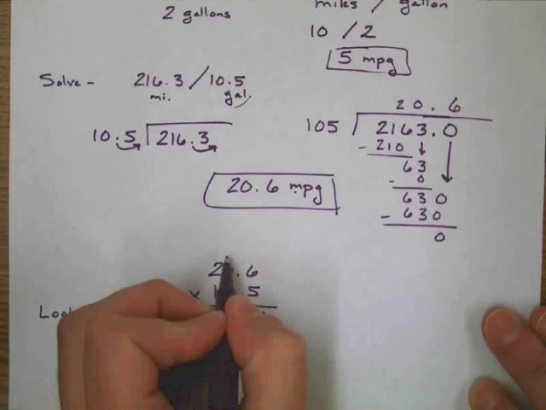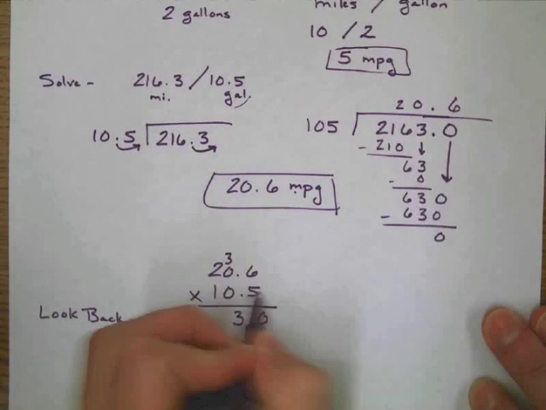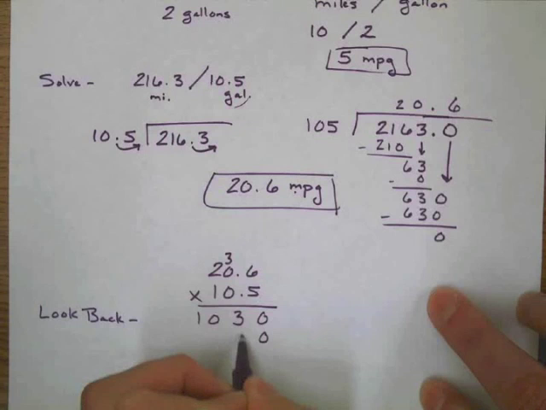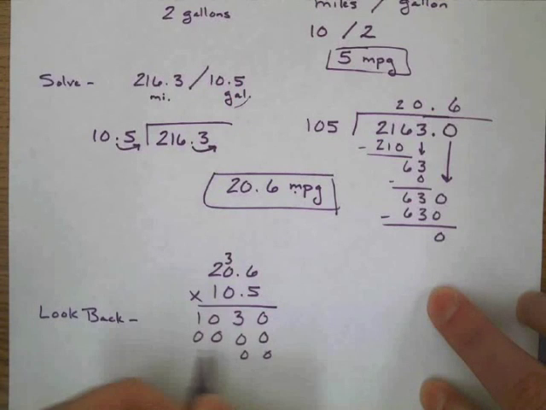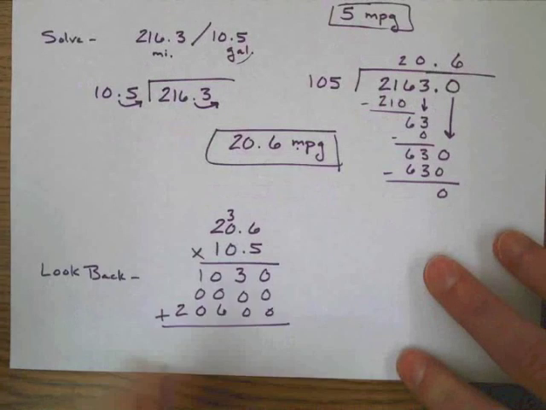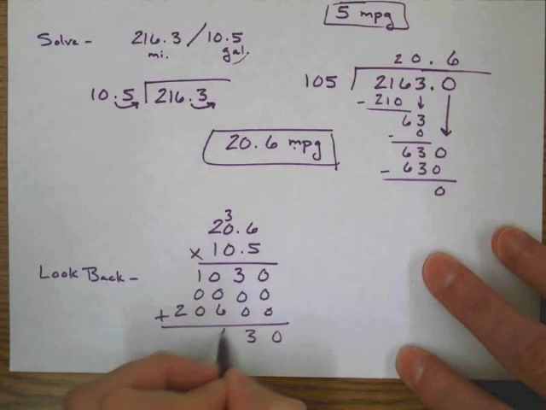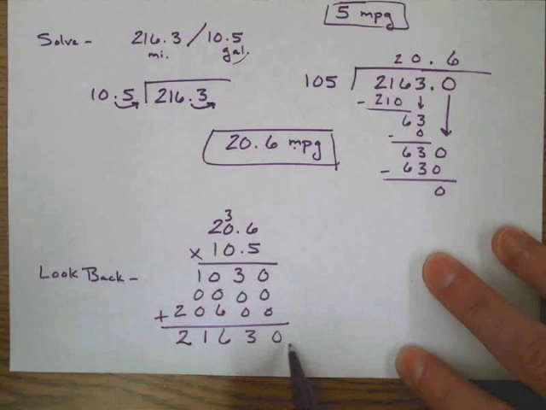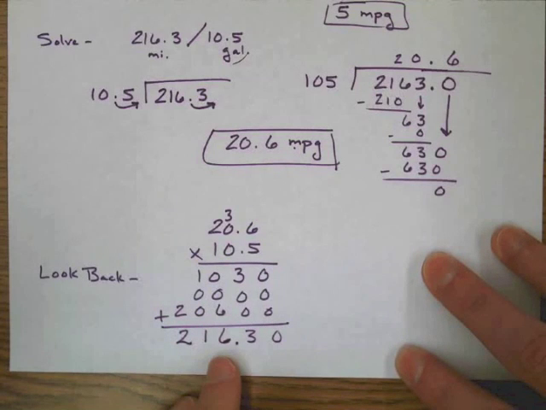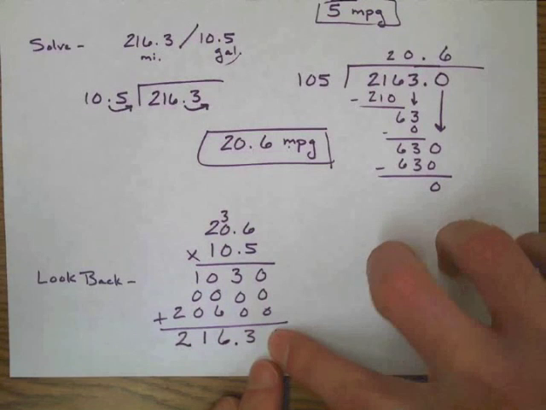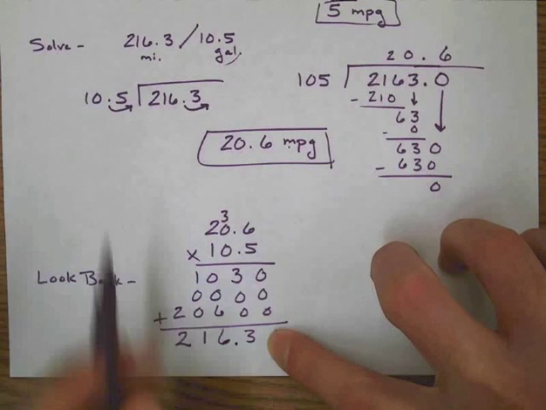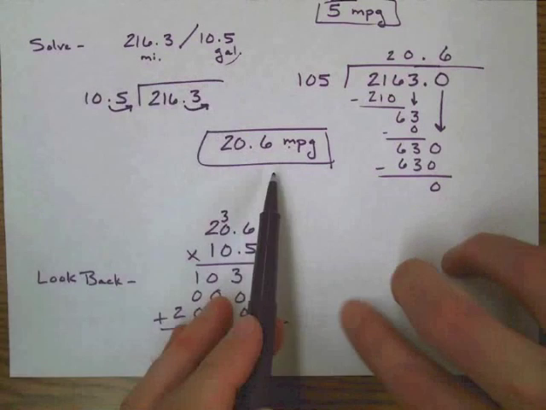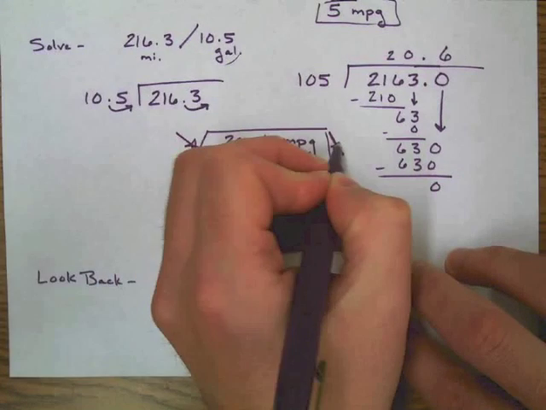6 times 5 is 30. 0, 3, 10, 0, 0, and 0. 6, 0, and 2. Add those up. 0, 3, 6, 1, 2. I have 2 decimal places in my problem, so I'm going to come over 1, 2 decimal places in my solution, and I come up with 216 and 30 hundredths, or 216 and 3/10, which is what I started with. So this is the correct solution to my problem.